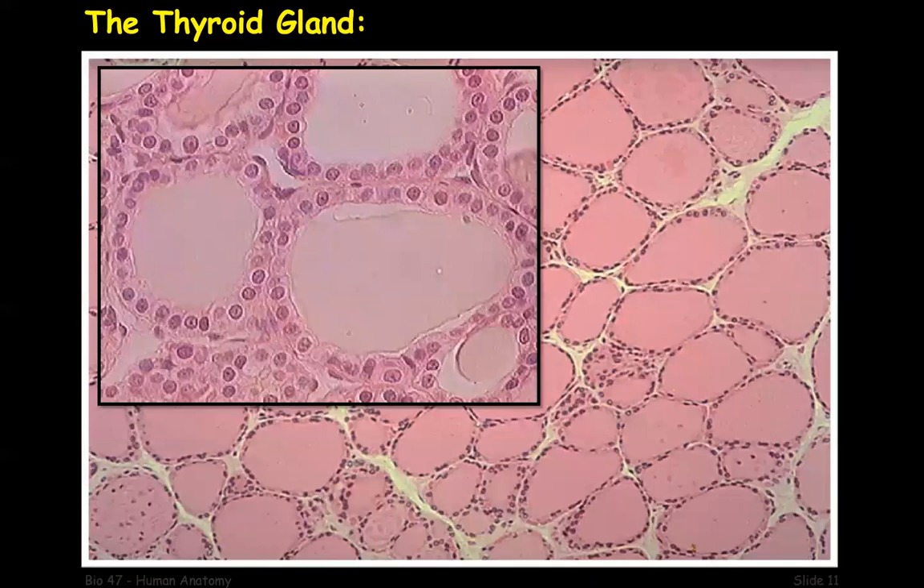Here's another view of thyroid. This would be a follicle right here. The cells around the outside, this simple cuboidal epithelium specialized for secretion, is the follicular cells, and then the spaces between the follicles, those are the parafollicular or C cells.